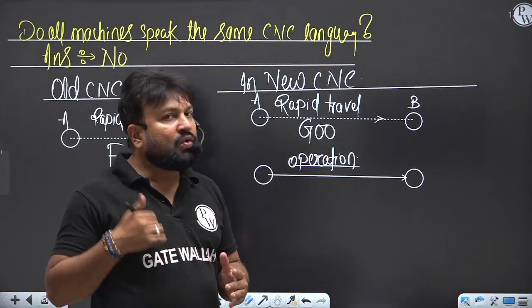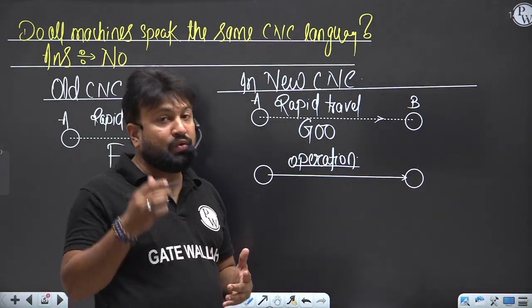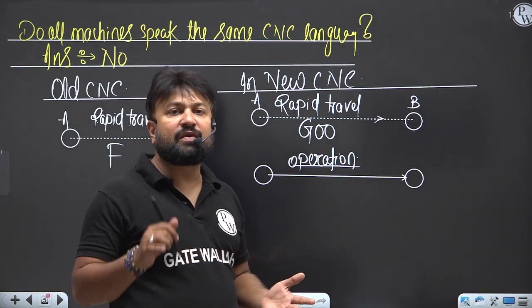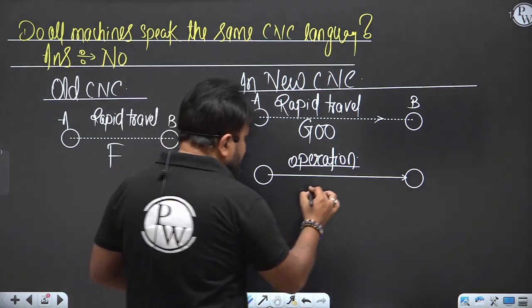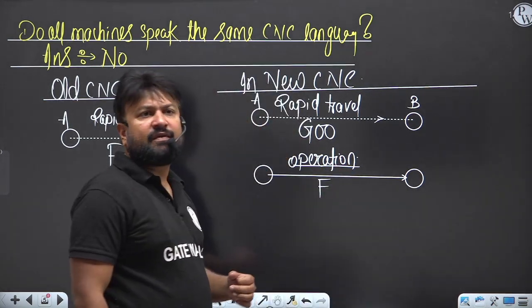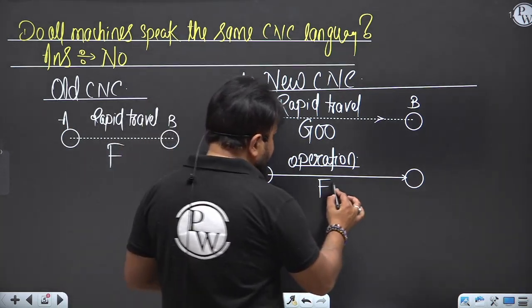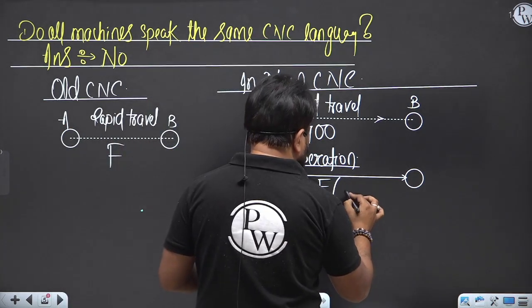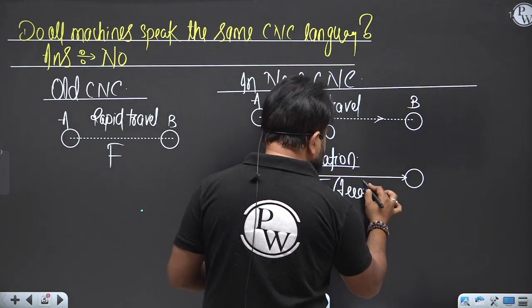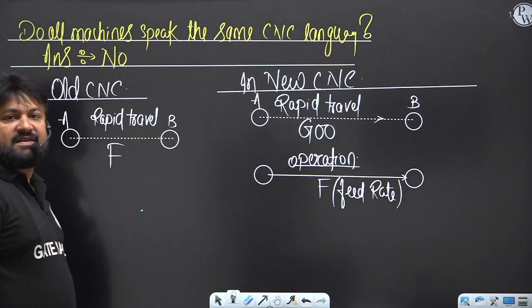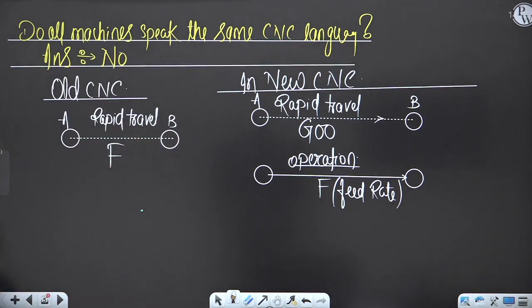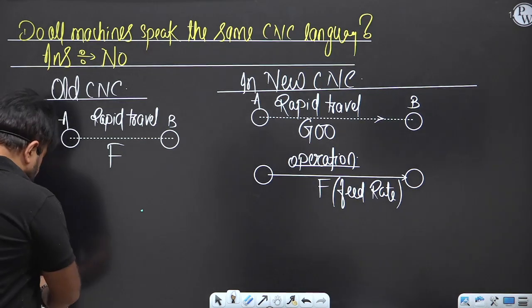During arc welding, you have seen that you are not moving your electrode from one point to another point with a very high speed. You are moving with some feed, that is F. F has some value, so here F represents basically the feed rate. In new CNC, F is used as a feed rate. So this is a modification. That's why my answer is no. Now let me ask you one more question, my dear.